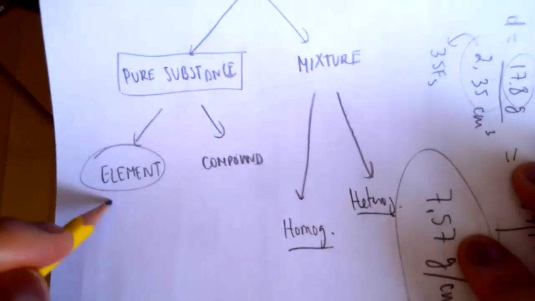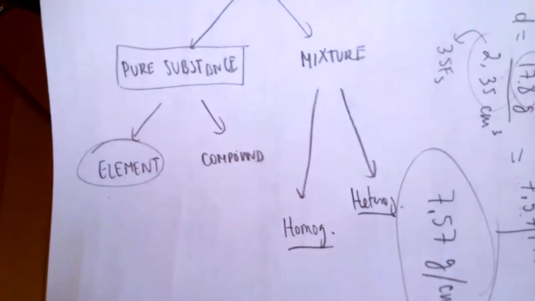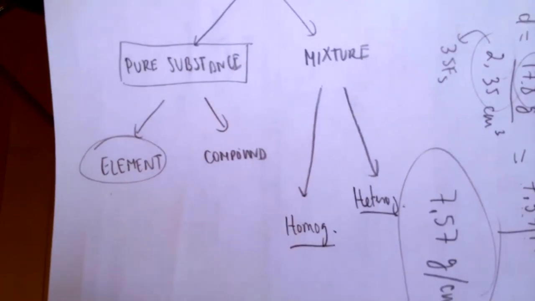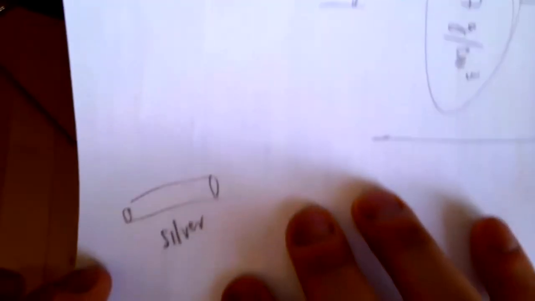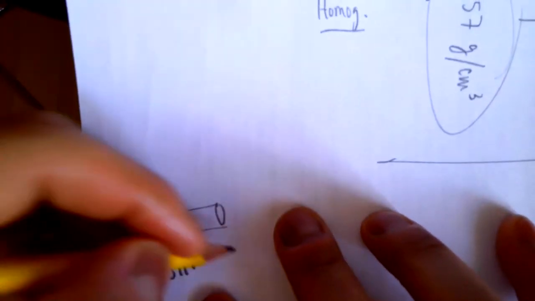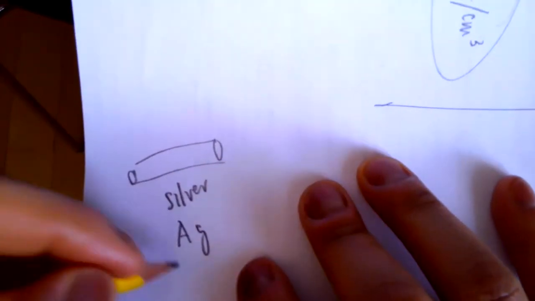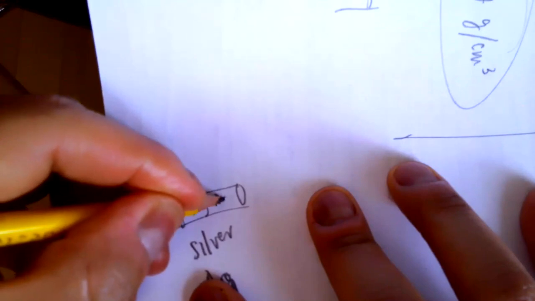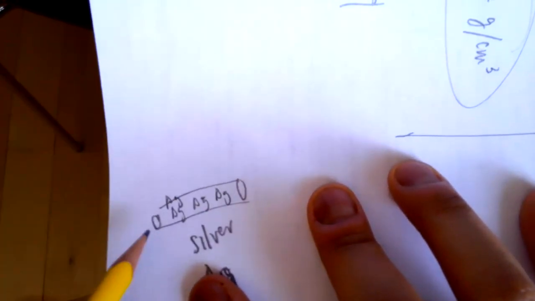What is an element? An element is whatever has only one type of atom. Let's say I have a bar of pure silver, whose symbol is Ag. It would be a good idea to start getting familiar with the elements and their symbols. Ag means that I only have Ag atoms here. If that is Ag only, then I call that an element.